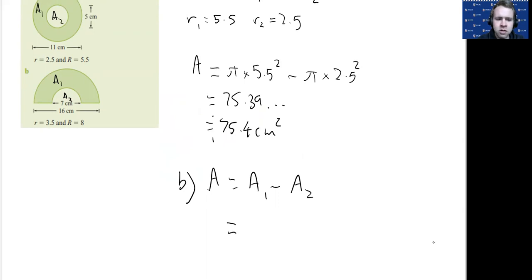So the area of A1 is going to be half, because it's a semicircle, so we times the whole thing by half. Half pi times the radius, which is 8 squared, minus the smaller circle, which is half again because it's a semicircle, times pi times 3.5 squared.